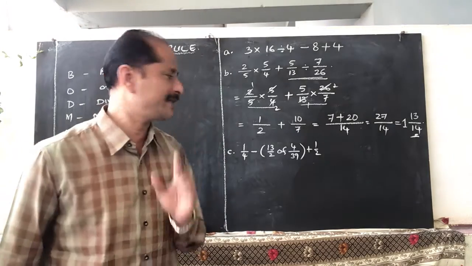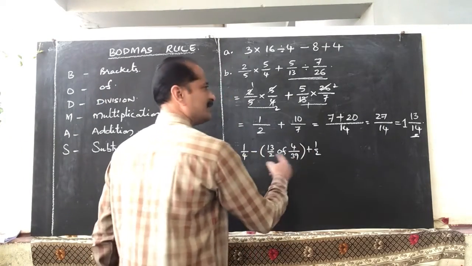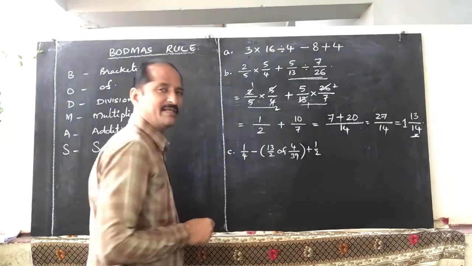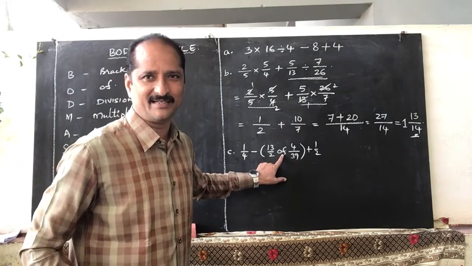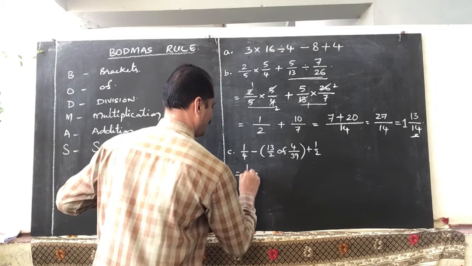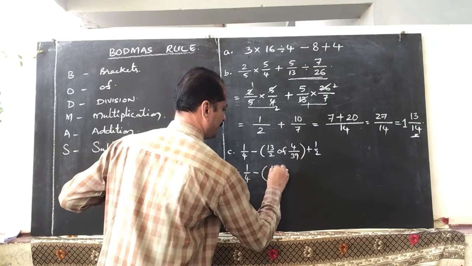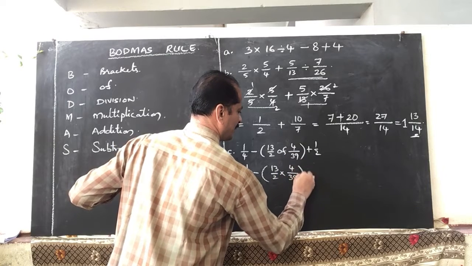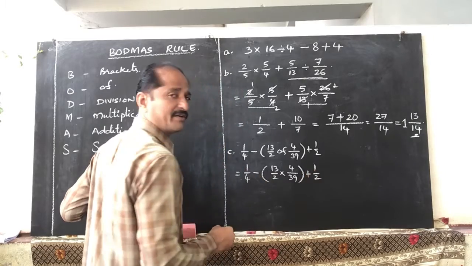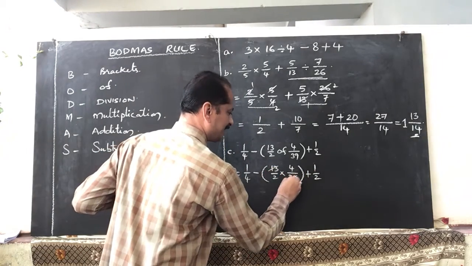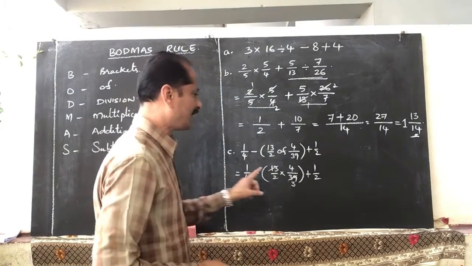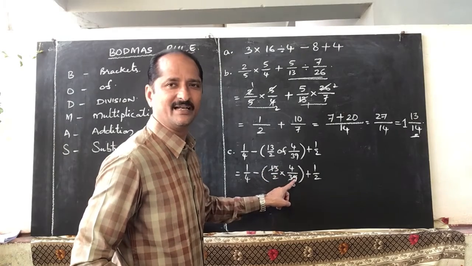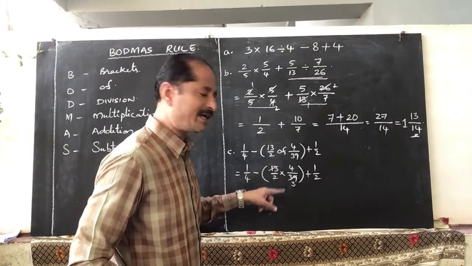So first you have to perform the brackets. What do we have in the brackets? 13 by 2 of 4 by 39. Of is nothing but multiplication. So that is equal to 1 by 4 minus 13 by 2 into 4 by 39, plus half. Here 13 1s are 13, 13 3s are 39. How can you multiply two fractions? Multiply the numerators divided by multiply the denominators, so 13 into 4 by 2 into 39. But here we are performing it without writing that step.